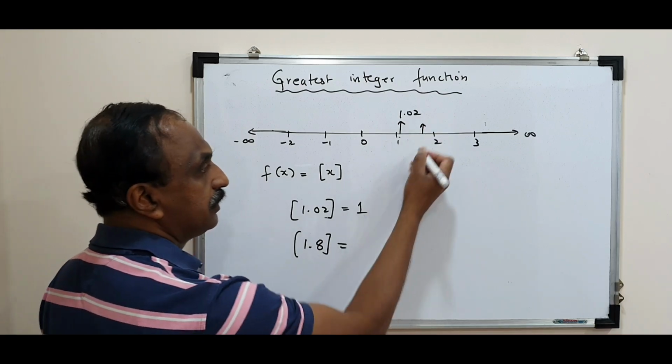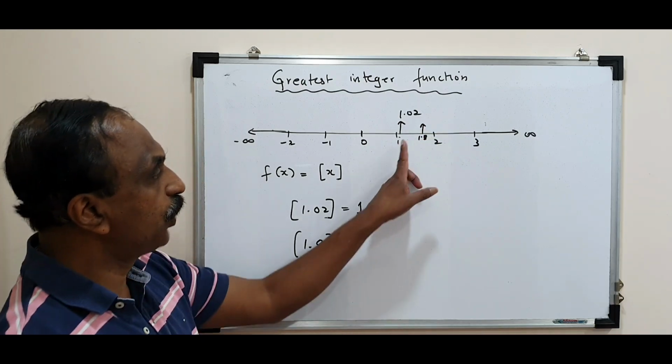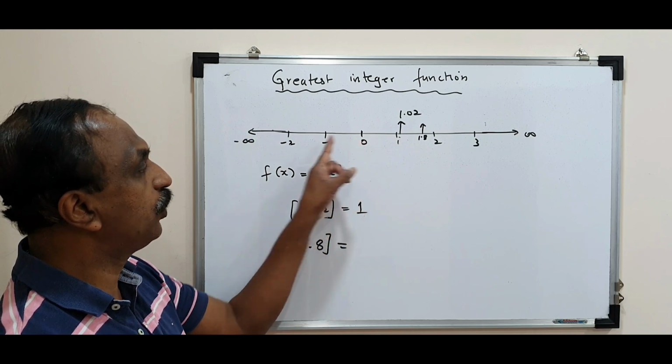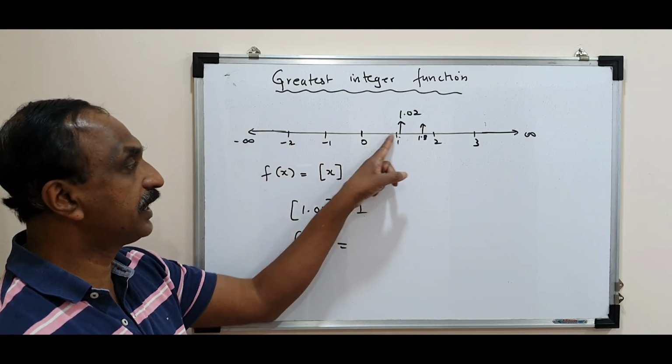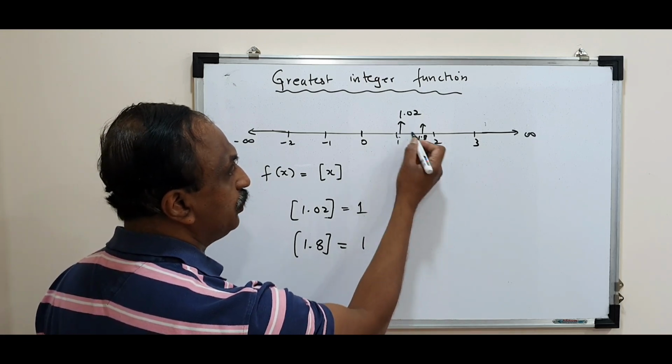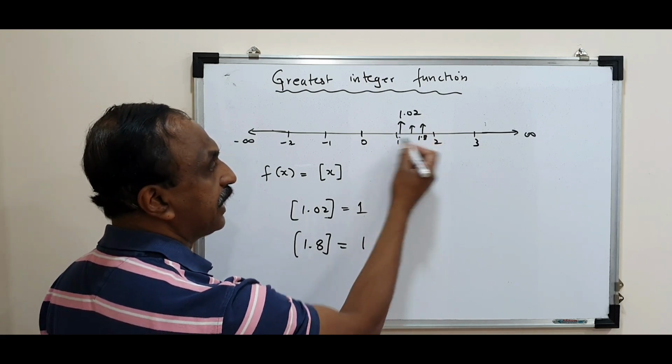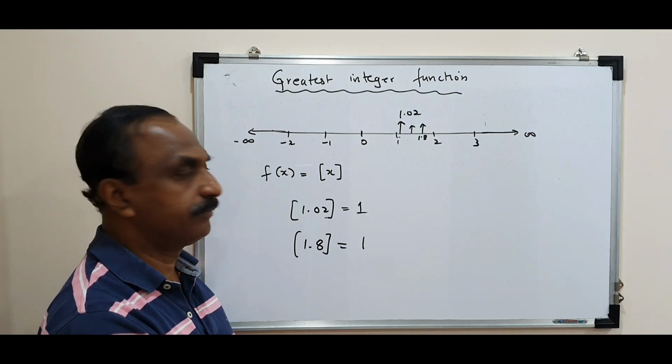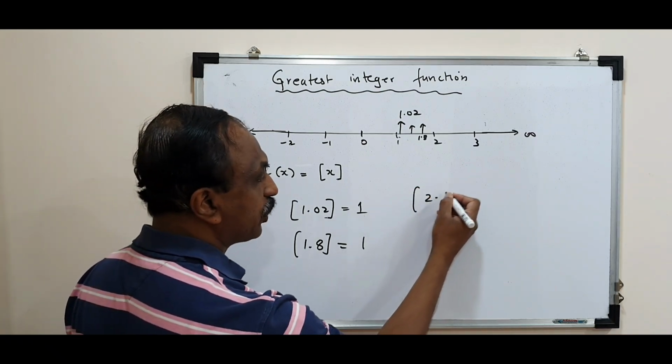1.8 comes here. What are the integers not greater than 1.8? 1, 0, minus 1, minus 2, etc. Which is the greatest of them? 1. So whenever a number lies between 1 and 2, the greatest integer will be the lower number, 1.